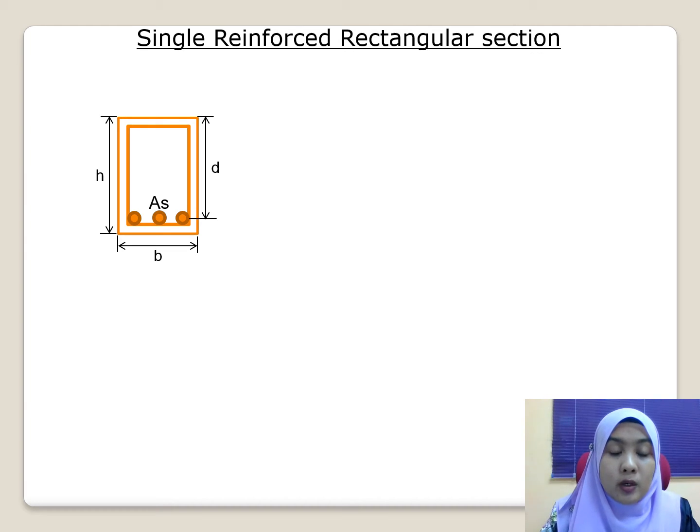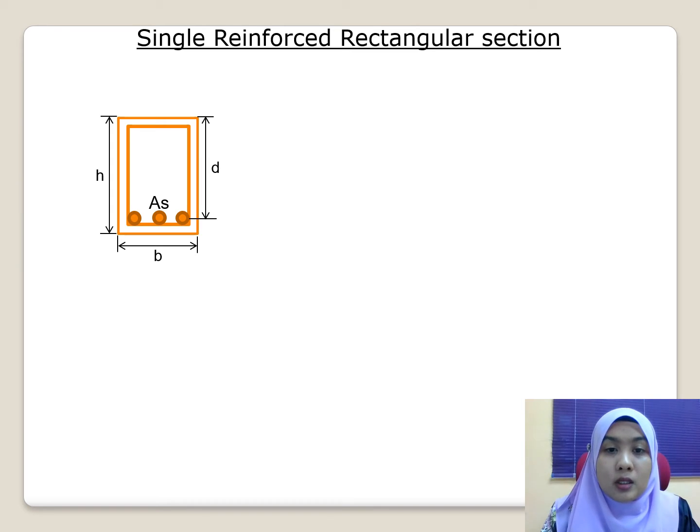For example, this one we have 3 numbers of steel reinforcement. So here is the size of the beam, B times H, and the effective depth of the section. Effective depth is taken from the top surface to the center of tension reinforcement. So here is the distance of effective depth.